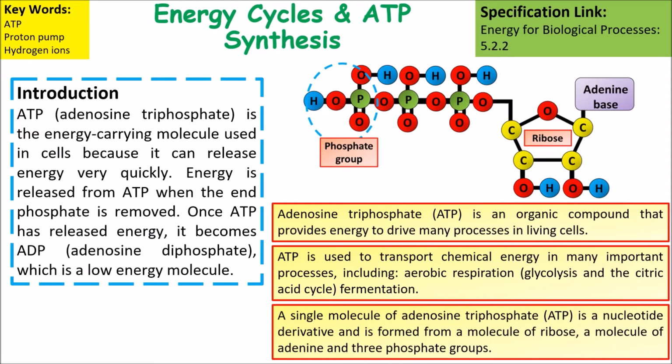ATP is used to transport chemical energy in many important processes, including aerobic respiration, so glycolysis and the citric acid cycle, and fermentation. A single molecule of ATP is a nucleotide derivative and is formed from a molecule of ribose, a molecule of adenine and 3 phosphate groups.